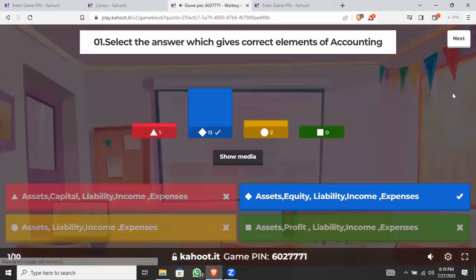Okay, time is over. I got 13 correct answers. The correct answer should be assets, equity, liability, income and expenses. Those who selected the first one, assets, capital, liability, income and expenses, that means instead of equity you have selected capital. But that's wrong. It should be equity.